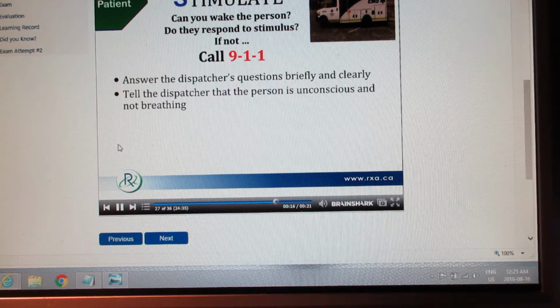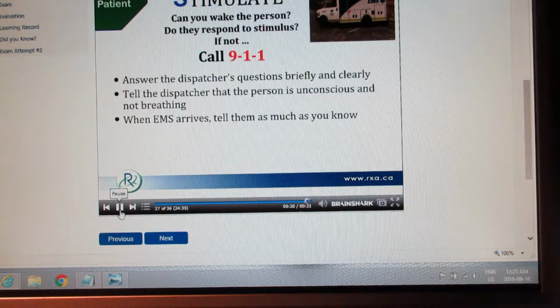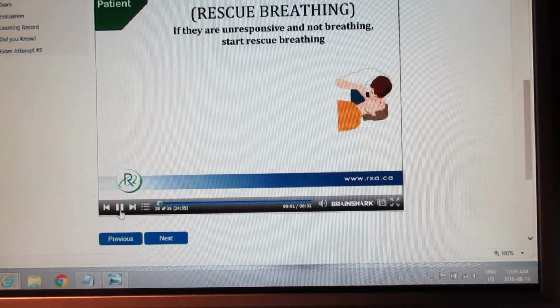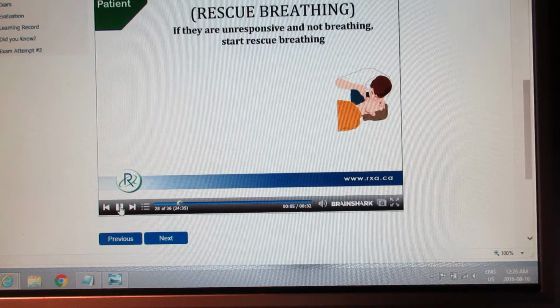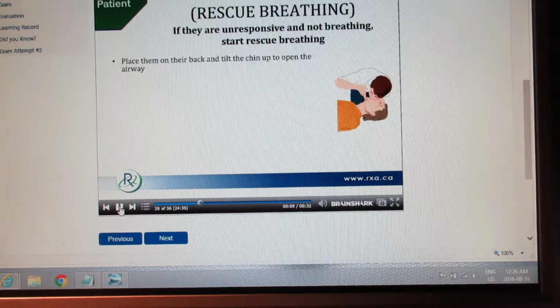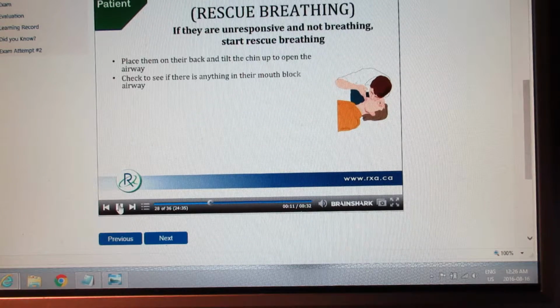Tell the dispatcher that the person is unconscious and not breathing, and when they arrive, tell them as much as you know. A is for airway and V is for ventilation. If the person is unresponsive and not breathing, initiate rescue breathing immediately. Place them on their back and tilt the chin up to open the airway. Check to see if there's anything in their mouth or blocking the airway.